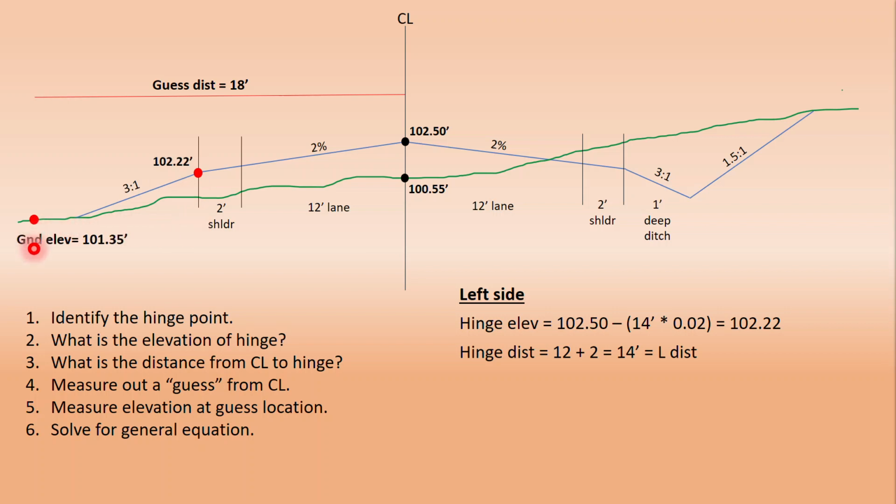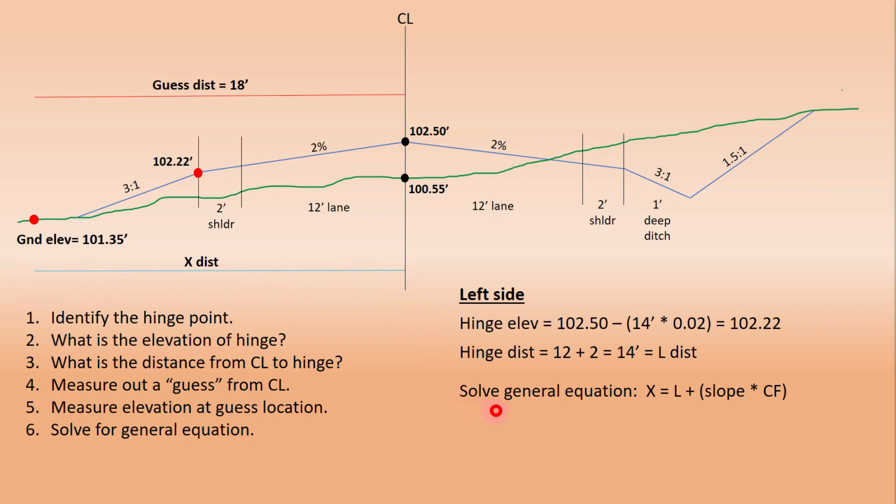Next we measure the ground elevation at the guess distance. And I just had to throw in an example number here of 101.35. How you come up with that can be with any tool that you know how to use now to perform vertical measurements: a hand level with a Philly rod, an auto level with a Philly rod, GPS, total station, it doesn't really matter. Anything to give you that ground elevation out there where you're standing. And then we want to solve for the general equation to solve for this x distance.